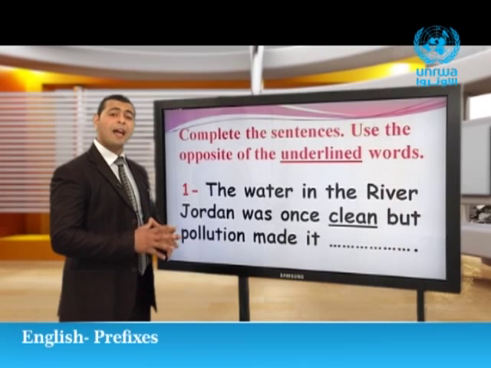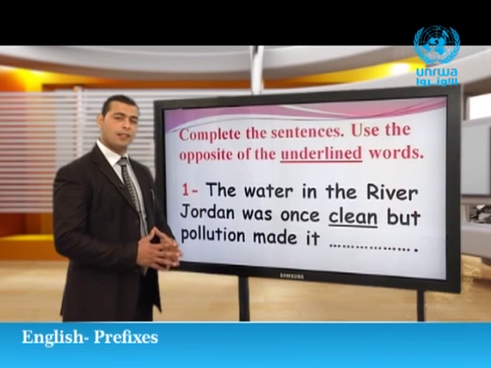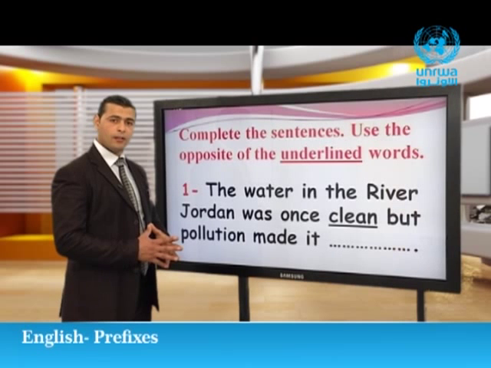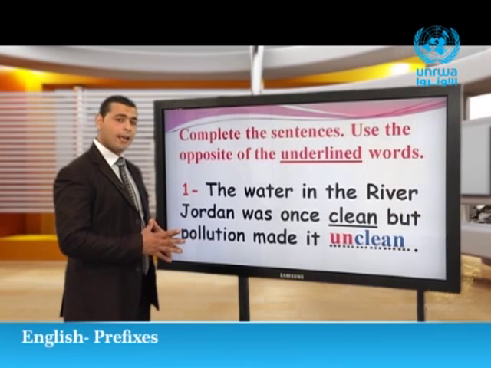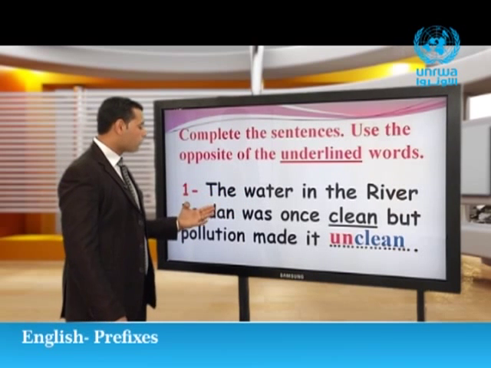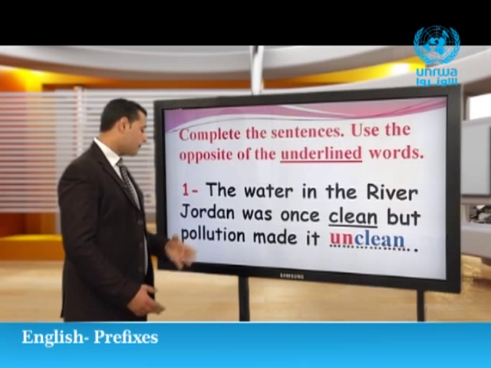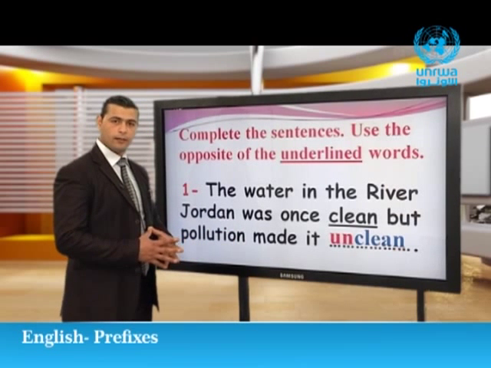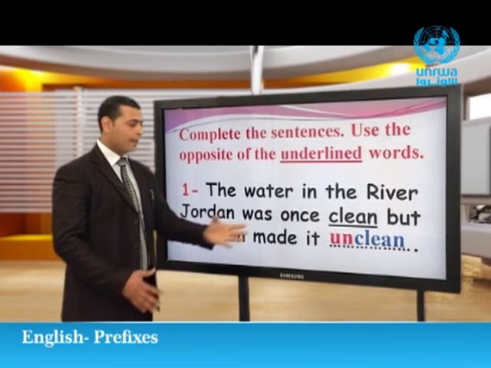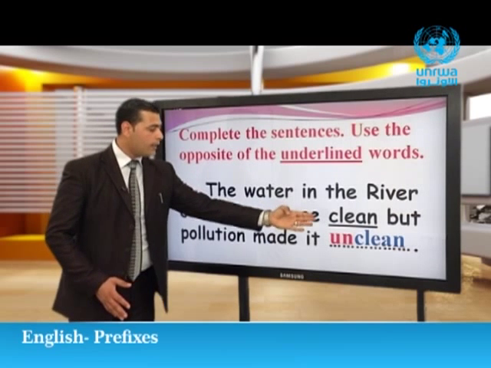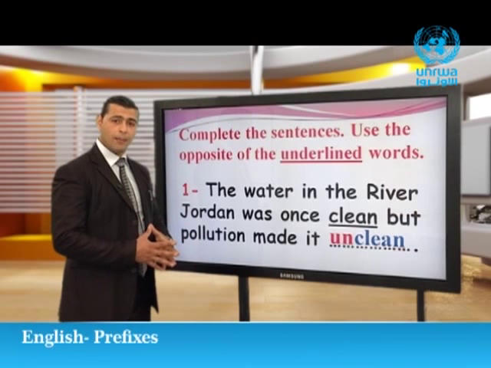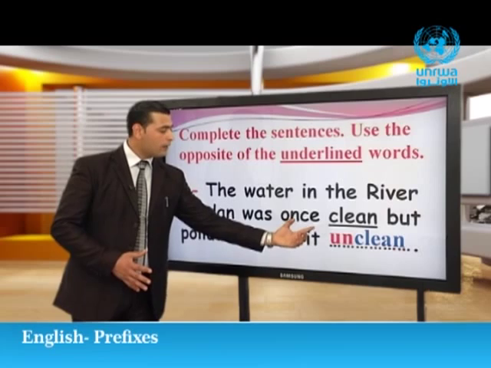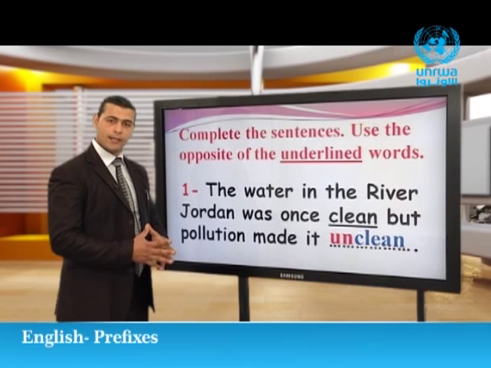Now, dear student, try to use the opposite of the underlined word in this space. Who can answer this? Thank you very much. Here, unclean. Let's read the sentence for the last time. The water in the River Jordan was once clean, but pollution made it unclean. مياه نهر الأردن كانت نظيفة, لكن التلوث جعلها غير نظيفة. So the opposite of clean is unclean. What have we done here? ما الذي فعلناه في هذه الكلمة؟ أضفنا مجموعة الأحرف un إلى بداية الكلمة clean لتعطي عكس هذه الكلمة.